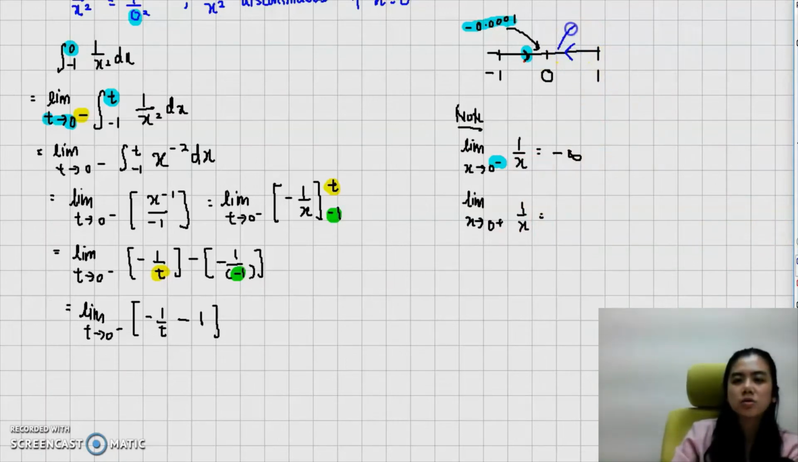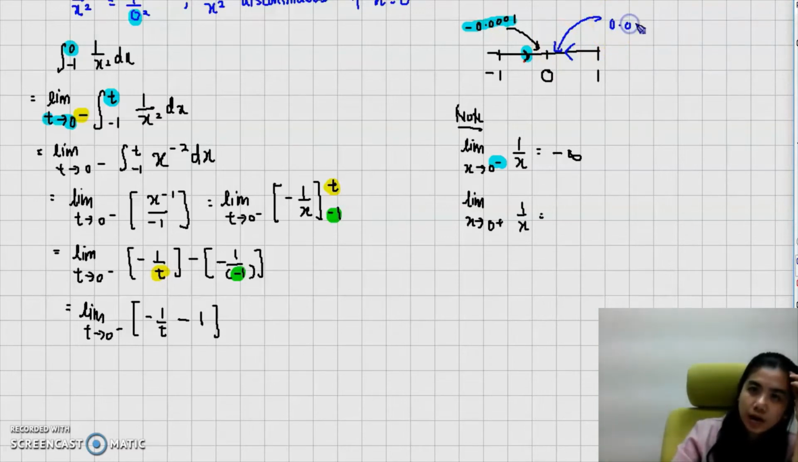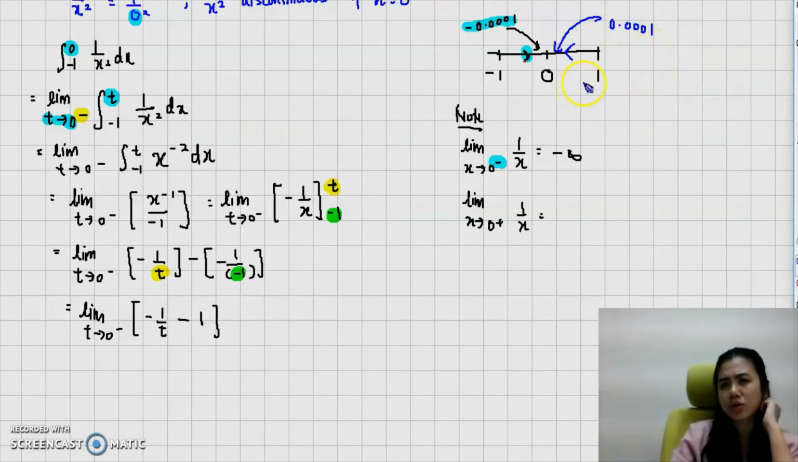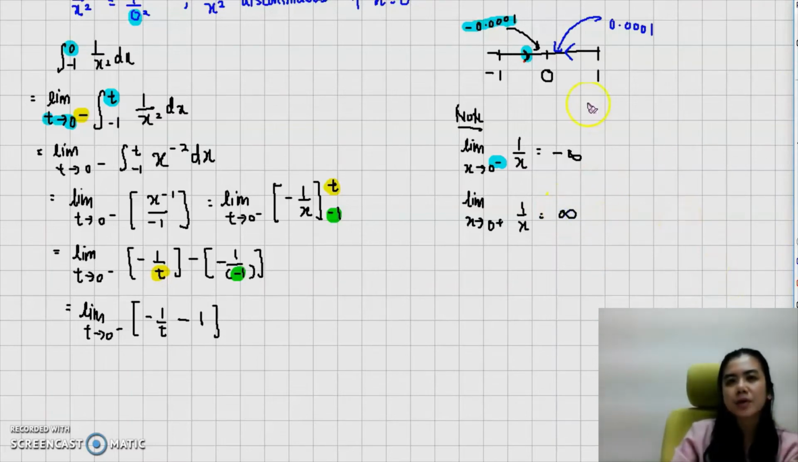Okay, when we are approaching 0 from the right, we get a number very close to 0. Let's assume that this number is very close to 0. So you substitute it here, and you will have a positive number. As a conclusion, we say that we will have a positive infinity for this case. So this is the case where we are approaching 0 from the right.